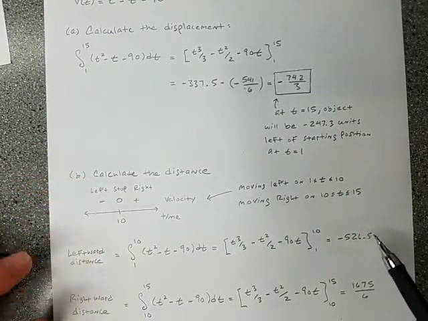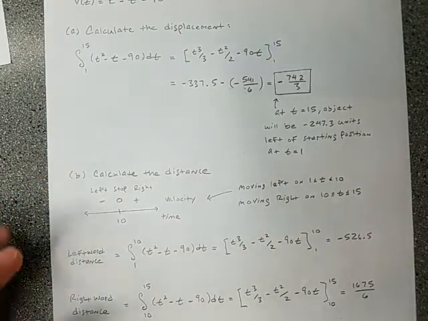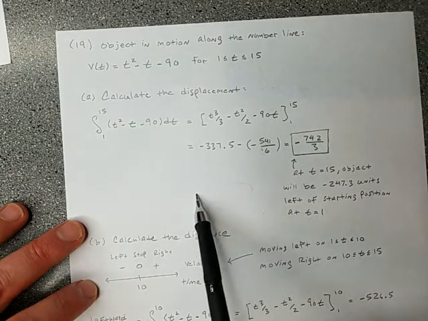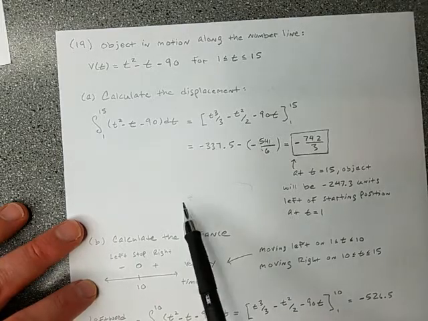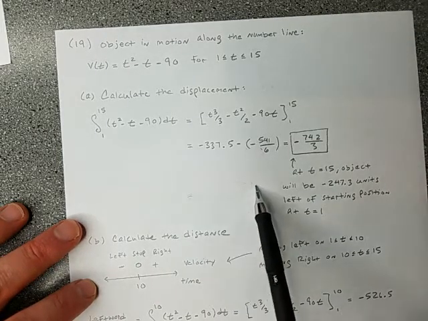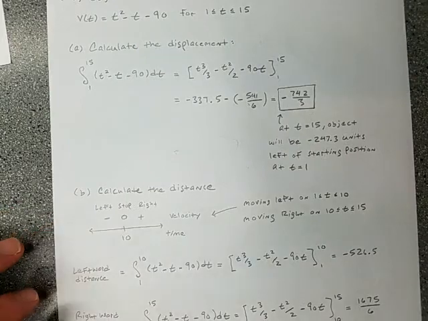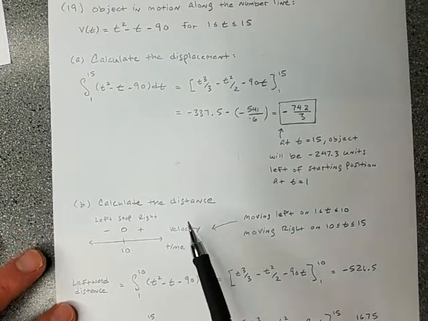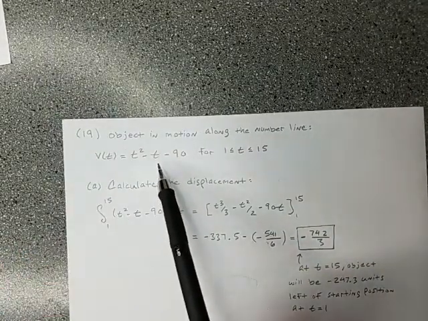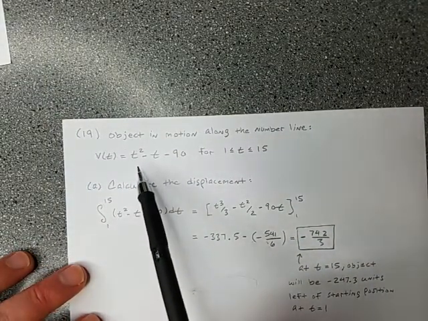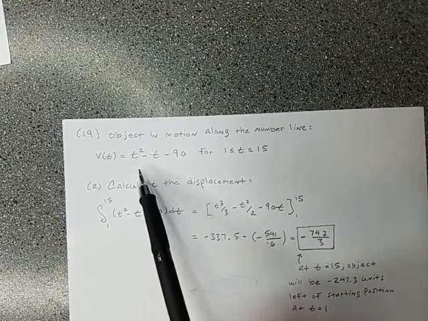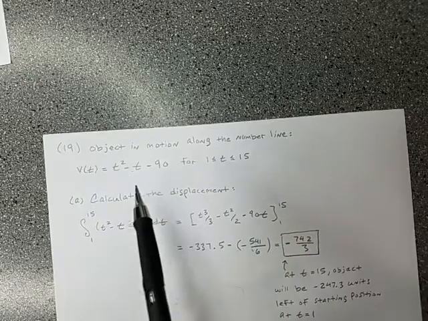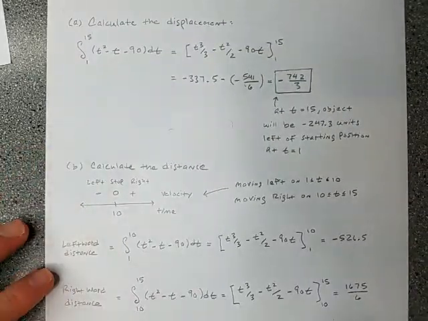Part B says calculate the distance. Now that's something totally different. Because if you start somewhere and you go away and you end up back where you started, your displacement is 0, but your distance is obviously not 0. So how do you calculate the distance? Well, the technique there is I need to divide this motion up into left versus right. If the velocity was negative, you would be moving left. If the velocity was ever positive, you'd be moving right. I need to divide that up, figure out when I'm moving left, when I'm moving right, okay?